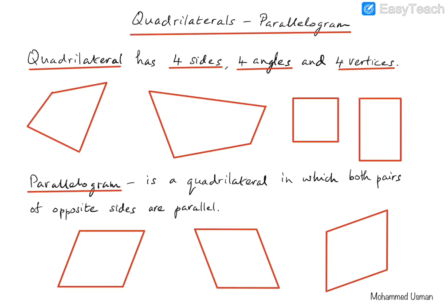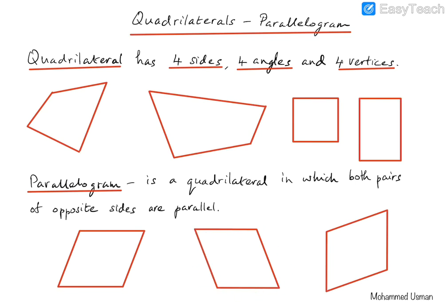A parallelogram is a quadrilateral in which both the pairs of opposite sides are parallel. So if you look at this side here, this side and this side, they are parallel to each other, and the side at the bottom and the top are also parallel to each other. This is also another example of a parallelogram.